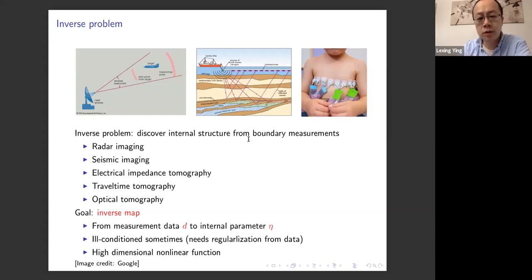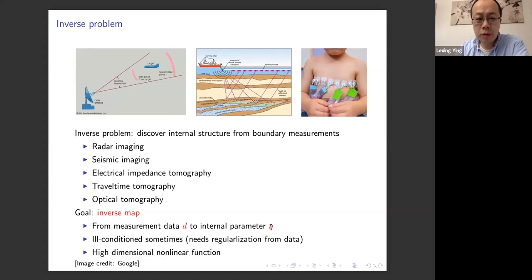Here I give you three pictures to give you an idea about the common setup for inverse problems. On the left-hand side, you have the radar imaging, the middle one is a seismic imaging over an ocean survey, and finally there's a picture for impedance tomography. Inverse problems are complicated and appear in different forms, but mathematically the common theme is that it's trying to figure out an internal parameter eta, which I highlighted in red here, from some kind of boundary measurement data. I will make it more precise later, but the main idea is that you want to know a quantity eta inside the domain through the measurements, which usually appear only on the boundary of the domain.